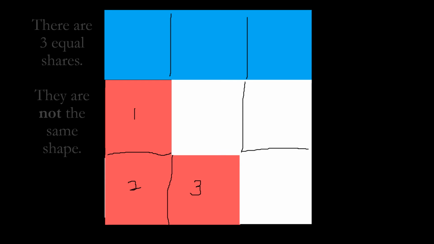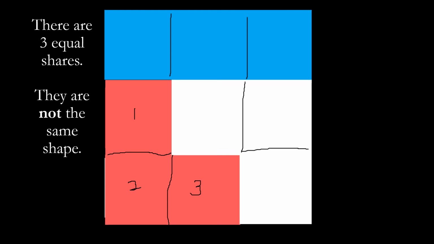So this is something new for us. And here's what we'll say. There are 3 equal shares. They're just not the same shape. That's okay. Because if we were to share this with 2 of our friends, everybody would get 3 squares. Everybody would get an equal share.